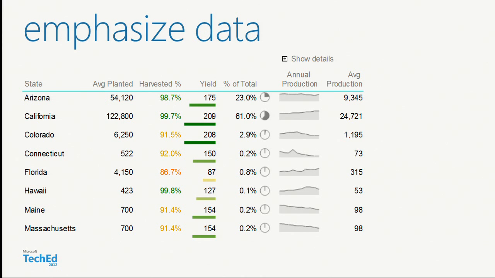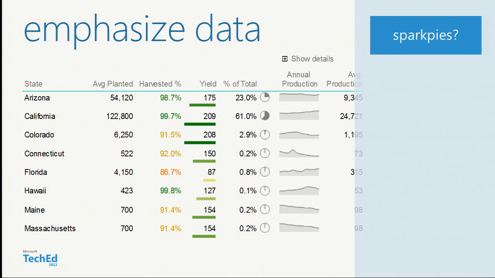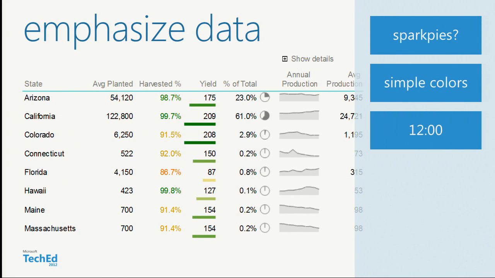So a couple of things to remember when using these little spark pies is, again, use simple colors. Same advice as for the other visuals. And you'll probably want to tweak them so that they start at 12 o'clock or straight up, because by default, pie charts always start at straight out to the right. And you have to tweak something, and I'll show you how to do that.